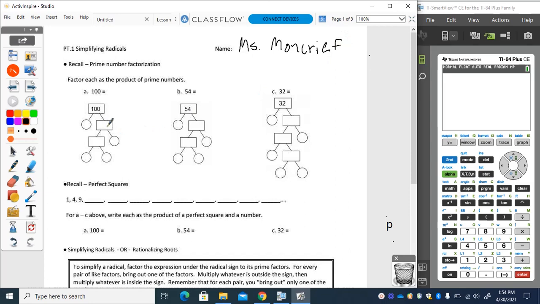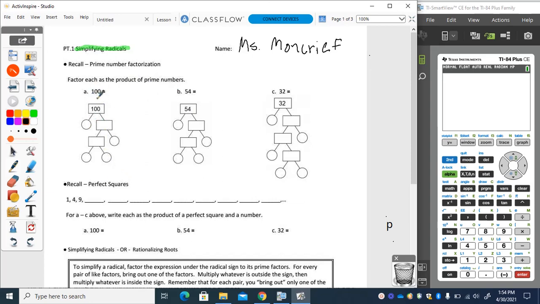So before we go any further, today we're looking at simplifying radicals. Before we go into learning how to simplify radicals, let's remember some prime factorization. First, that just means we want to factor each as the product of prime numbers. So we just want to break it down to all of the prime numbers in that number.